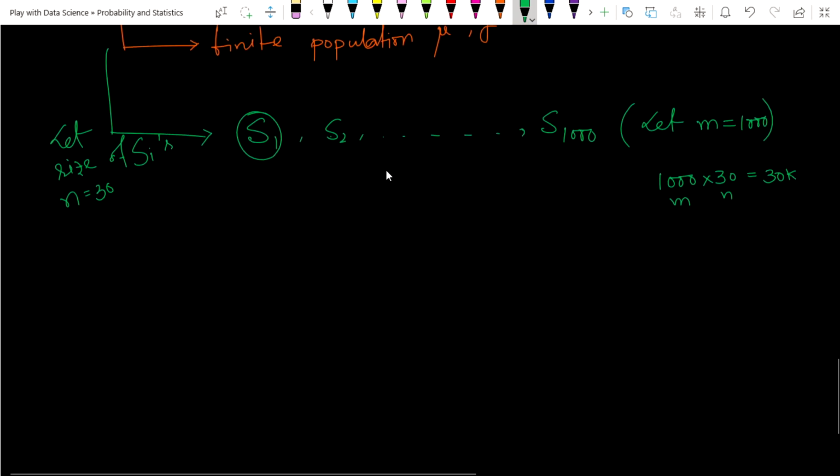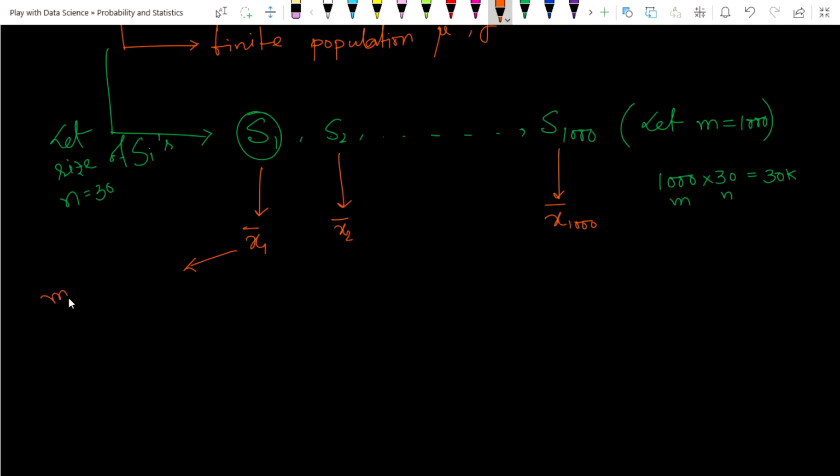Next, we have to calculate the mean. We have calculated the sample mean of income for each sample.